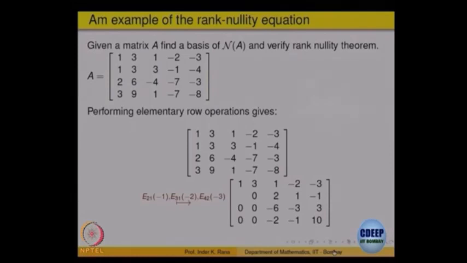What does the rank nullity theorem say? For this matrix, I should find the rank and I should find the nullity. What is nullity? That is the dimension of the null space, the solutions of the homogeneous system Ax equal to 0. Find the dimension of that, add up, and I should get n, for an m cross n matrix. I want to verify that. Let us see what computations are involved.